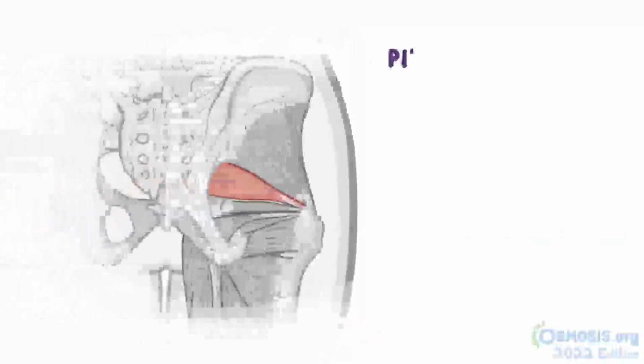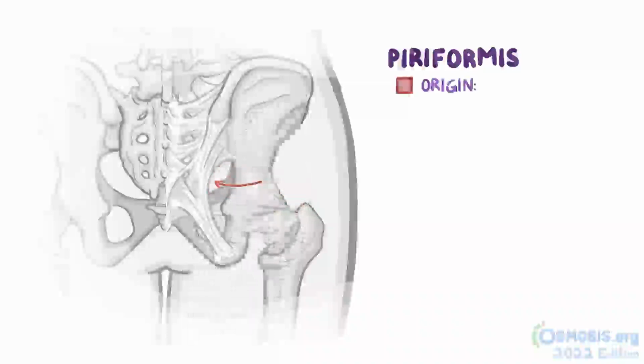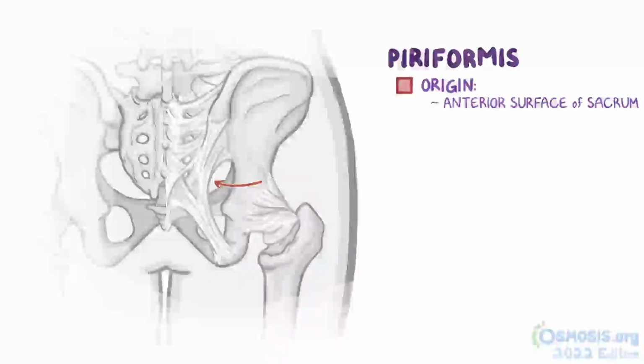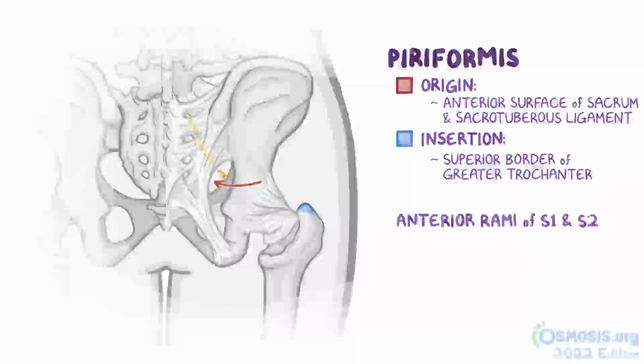Okay, first, the piriformis is pear-shaped, hence its name, and it's located partly on the posterior wall of the lesser pelvis and partly posterior to the hip joint. The piriformis originates on the anterior surface of the sacrum and the sacrotuberous ligament, and then it leaves the pelvis through the greater sciatic foramen and inserts on the superior border of the greater trochanter. The muscle is directly supplied by branches from the anterior rami of S1 and S2 spinal nerves.